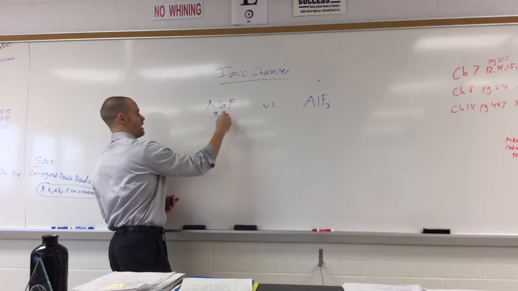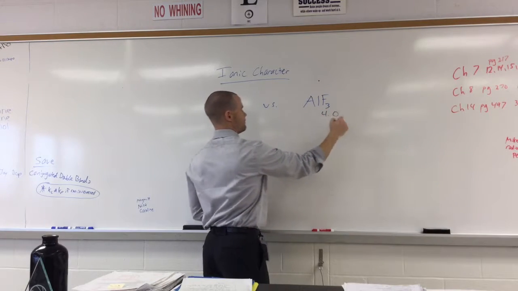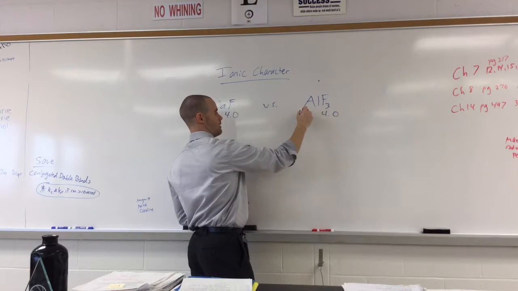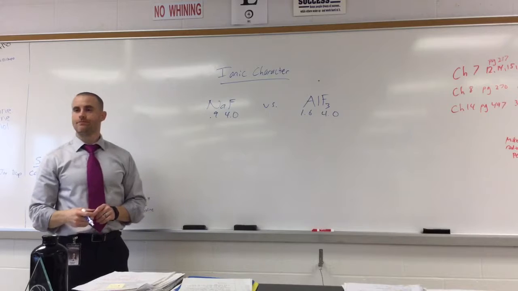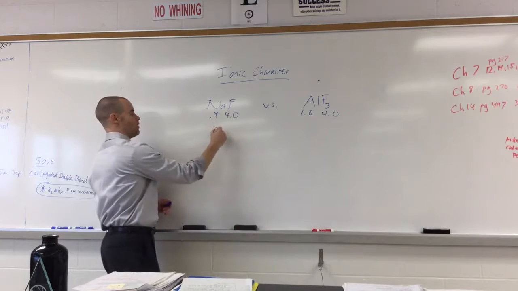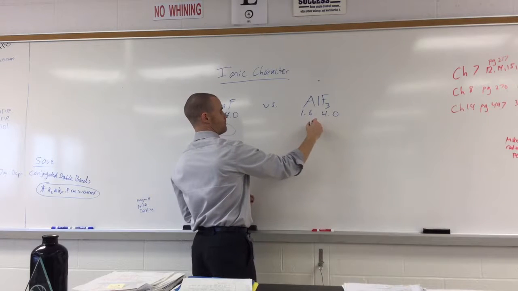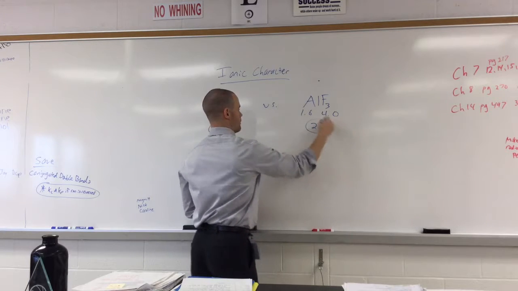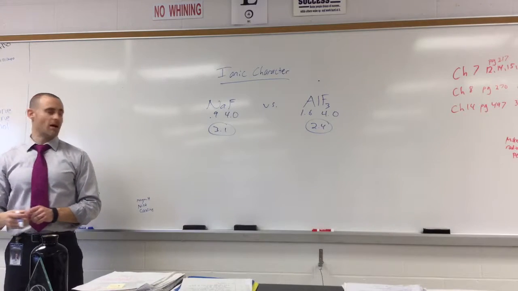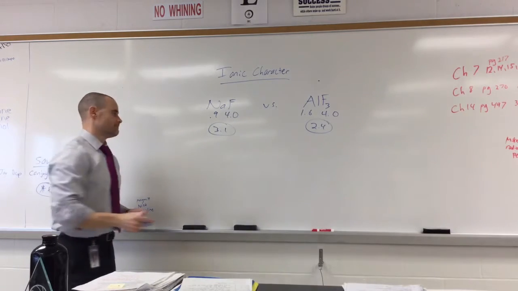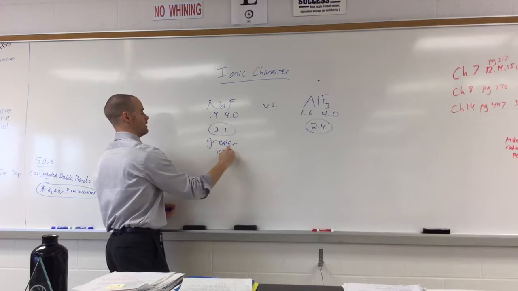Na is 0.9. F is 4.0. What's Al? I forget already. 1.6. Okay. What's 4 minus 0.9? 3.1. What's 4 minus 1.6? 2.4. Which one is more? 3.1. This has a greater ionic character.